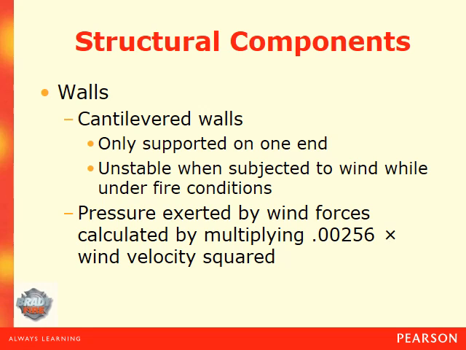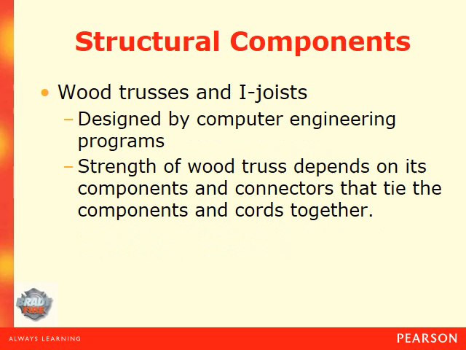Now, when we're also talking about walls, you have what are known as cantilevered walls, and they are only supported on one end, and they are unable to withstand wind while under fire conditions. Pressure exerted by wind forces can be calculated by, again, a formula, and here it is. A cantilever wall is more ornamental. It kind of just, again, sticks out from the structure and doesn't really provide any type of structural stability to the structure itself.